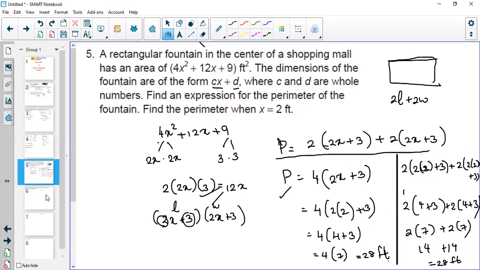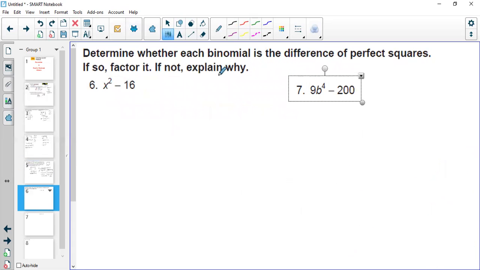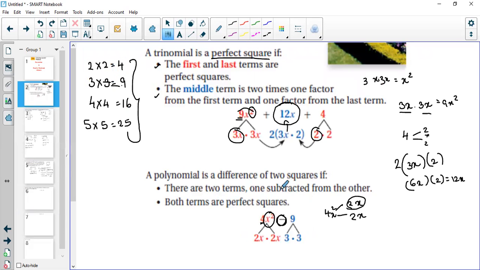Okay, so let's move on to the next part of the lesson, which is: determine whether each binomial is the difference of perfect squares. If so, factor it. If not, explain why. Now, I did already explain how to find the difference of two squares. Always make sure that there should be a negative sign, because they are finding the difference. And simply we are going to check whether each of these is a perfect square or not.